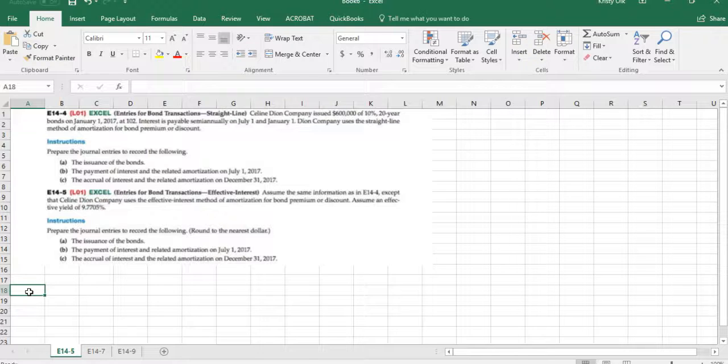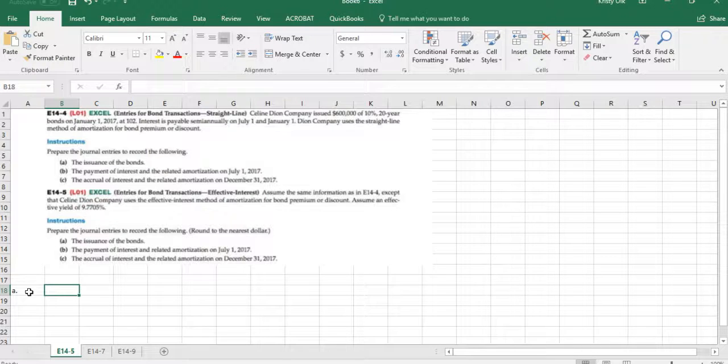So the first thing we have is in A, the issuance of the bonds. These bonds sold at premium. They sold in excess of their par value. This means that we received more in cash than we will have the obligation to pay off when these bonds come to maturity. These are 20-year bonds, and they have a 10% coupon rate.